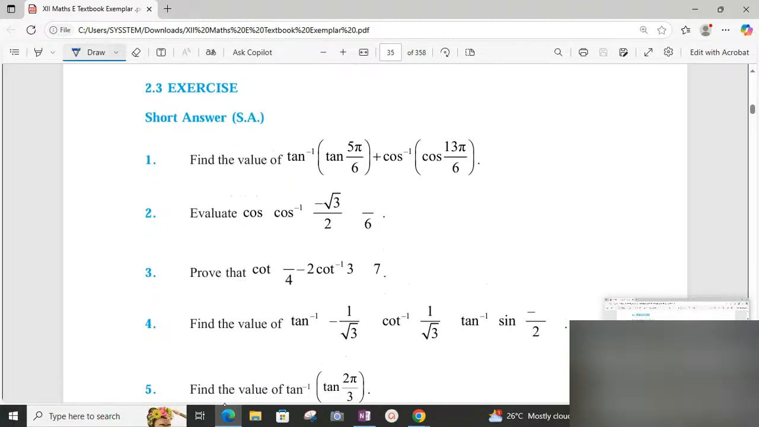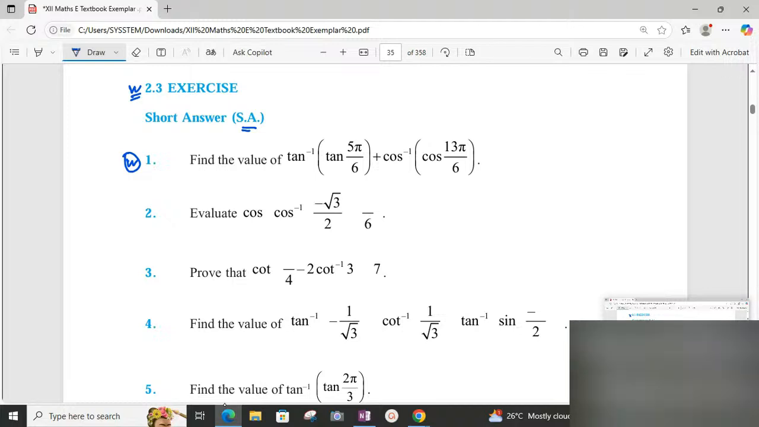Exercise 2.3, and these are the short type questions, and this is the first question. Find the value of tan inverse tan pi by 6 plus cos inverse cos 13 pi by 6.